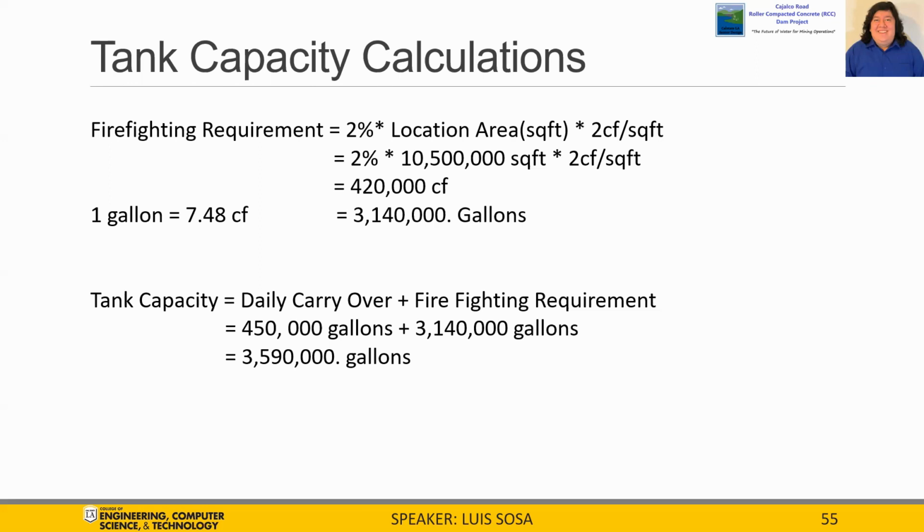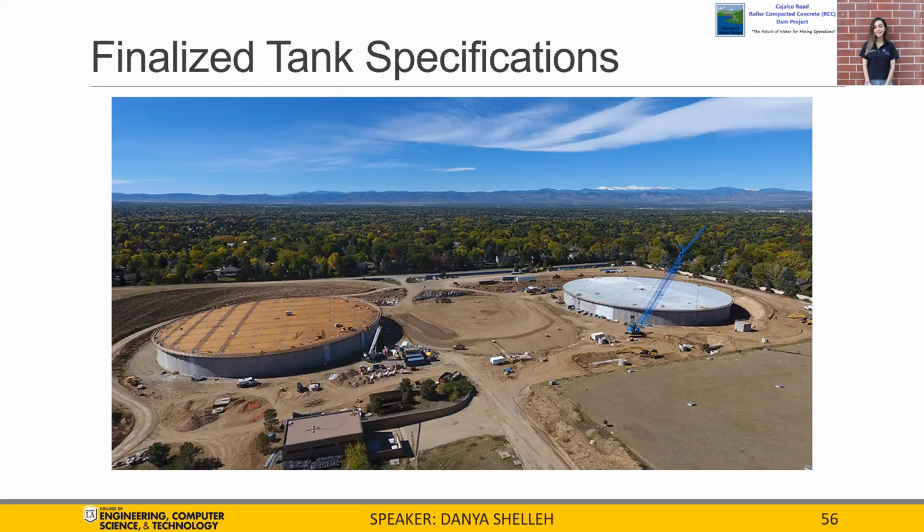By adding up both the daily carryover storage and firefighting requirement, we get a final capacity of about 3.6 million gallons. As mentioned previously, the total capacity the water tanks will need to hold is 3.6 million gallons of water, and each tank will hold a capacity of 1.8 million gallons. After analyzing the calculations, we determined that the best approach for our tanks to efficiently hold this capacity is to design two identical tanks. By designing two tanks, it will be more cost efficient and reasonable in comparison to one larger tank or several smaller tanks when it comes to maintenance or cleaning.